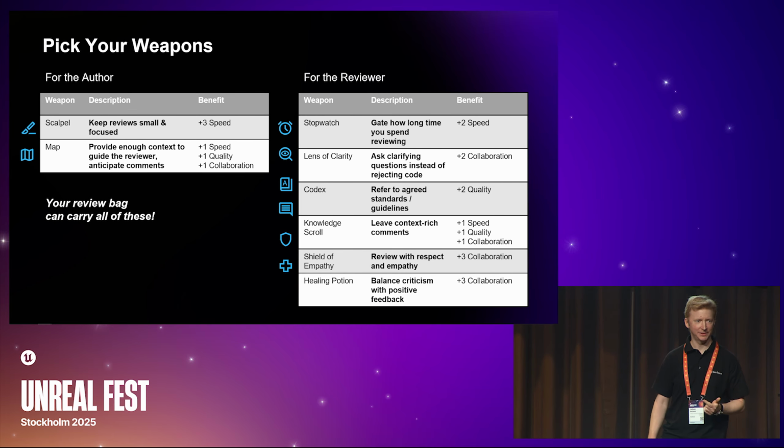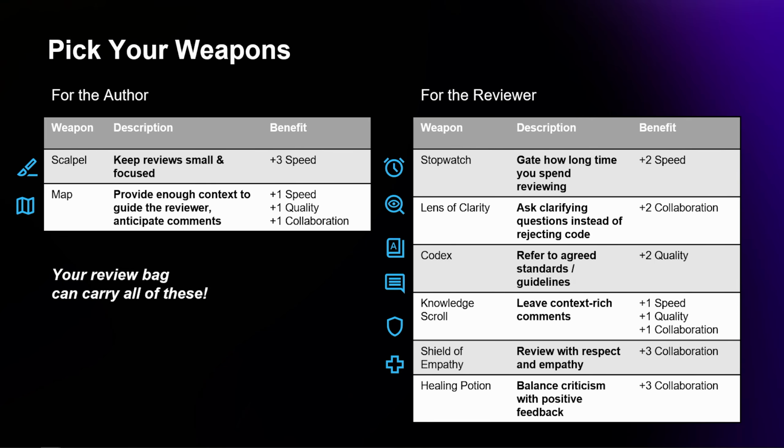Next up, pick your weapons. These are some general recommendations on what's needed to have a good code review process. On the left-hand side are the things you need as the author, the one who's actually writing the code. You have to keep your review small, of course. If you can offer a map, tell people why you have made this change and why you have chosen to solve it this way.